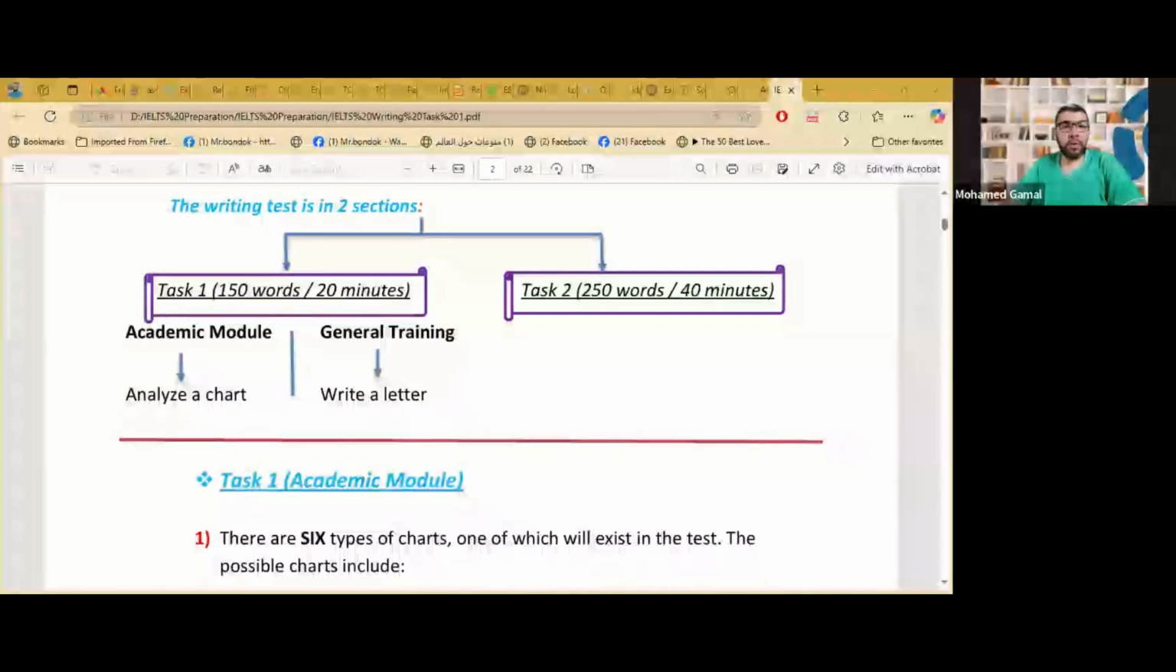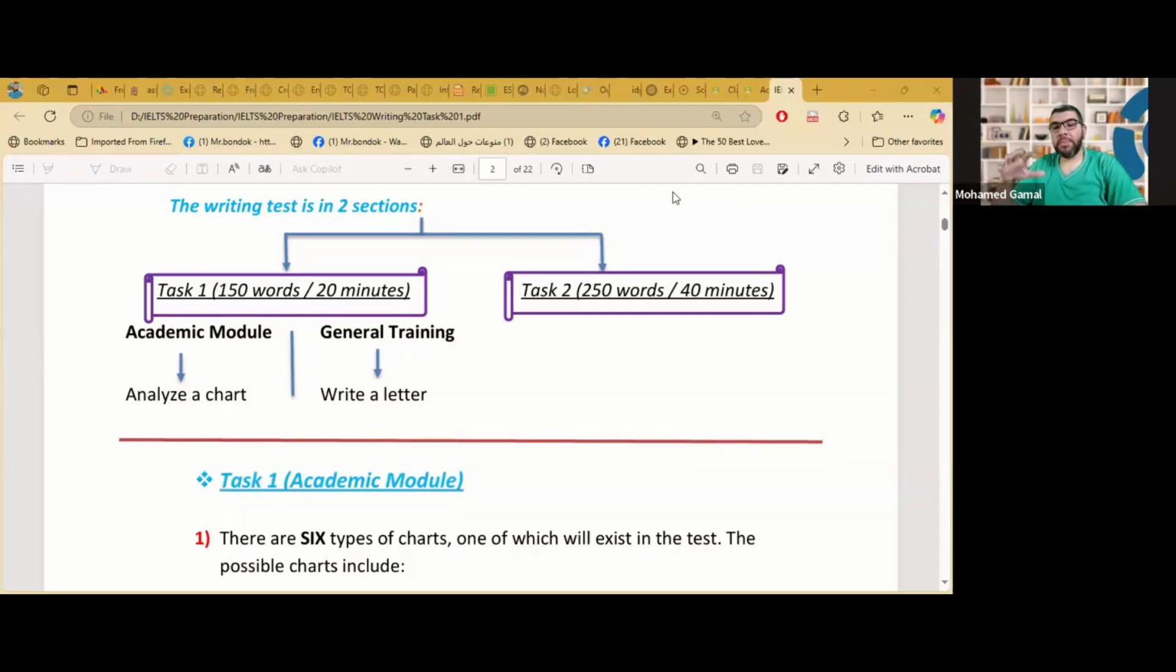All right, so now what you need to know about section 1 or task 1 in the writing is that it's different in general module from academic module. So in the general module, you need to write a letter which is informal or formal, and you write around 150 words within 20 minutes.